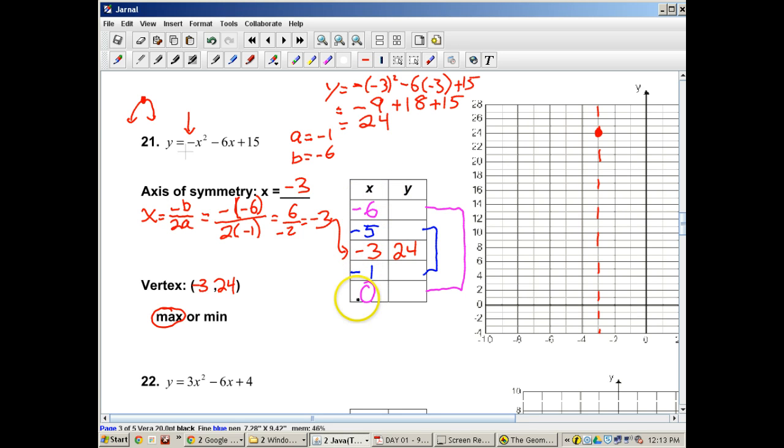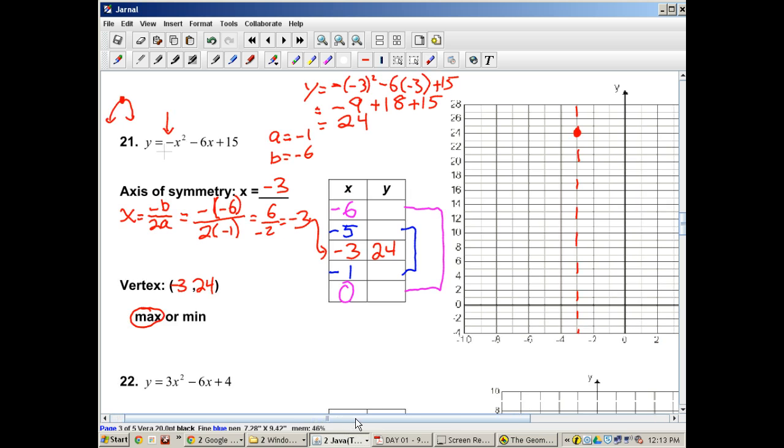Now, if you chose negative 2 and negative 1, that'll work too. So there might be some differences between your work. It won't mean it's wrong. As long as you have the same graph, the same vertex, it's okay. There will be some variations.